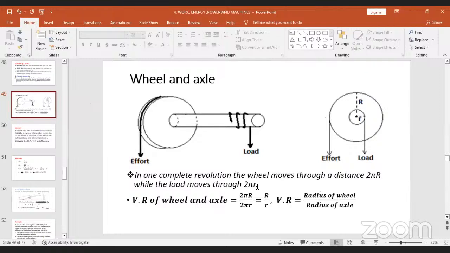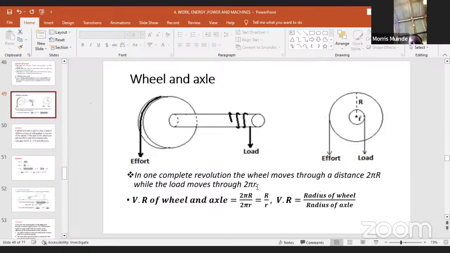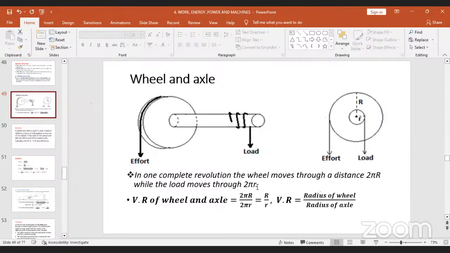Therefore, our velocity ratio, the distance moved by effort divided by the distance moved by load, we end up with capital R over small r. That is for velocity ratio. I remember I said for mechanical advantage, for all the machines, it remains the same: load over effort. Velocity ratio is what will keep on being determined differently depending on the machine that you are using.